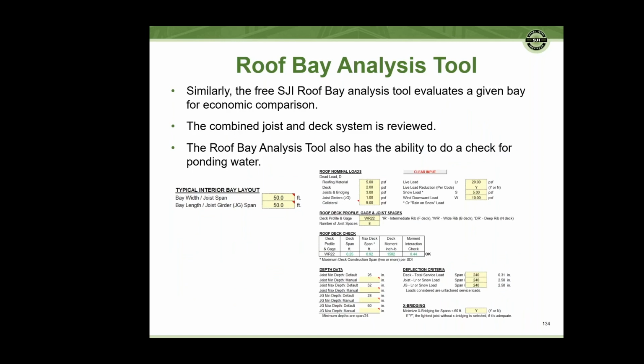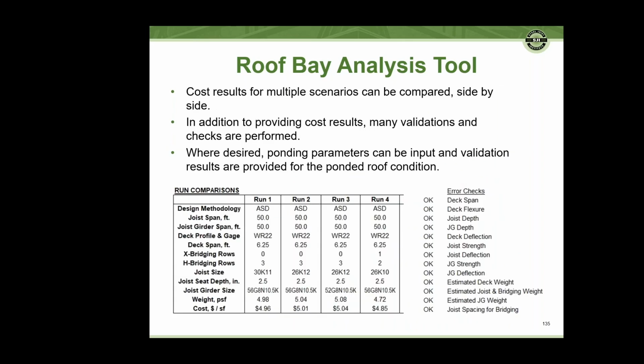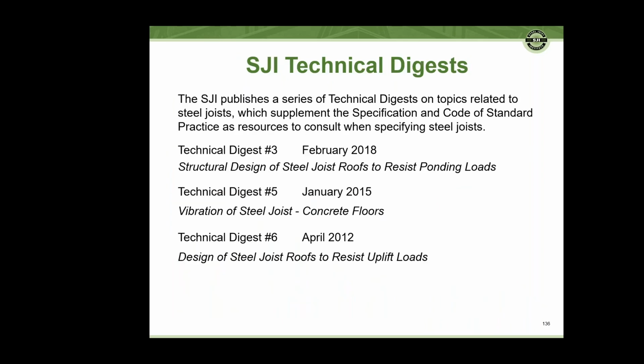Similarly, we have the roof bay analysis tool. Again, it's free. It looks at the combined joist and deck system, and it also has a great feature in terms of the ability to do, after doing the initial analysis, then carry over to a new tab and do a check for ponded water. So that's pretty powerful. And again, we see that besides providing cost results, and here we see side by side where different scenarios can be reviewed and boiled down to an approximate cost, weight, and cost per square foot. We see on the right-hand side, again, a whole host of error checking has been done, which is pretty good and will help make sure that the joists are properly specified.